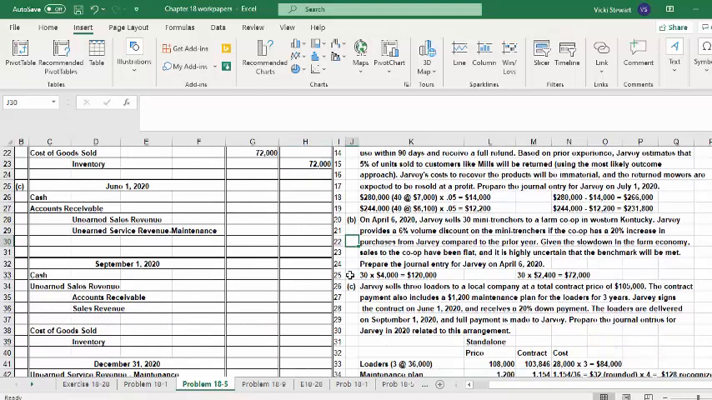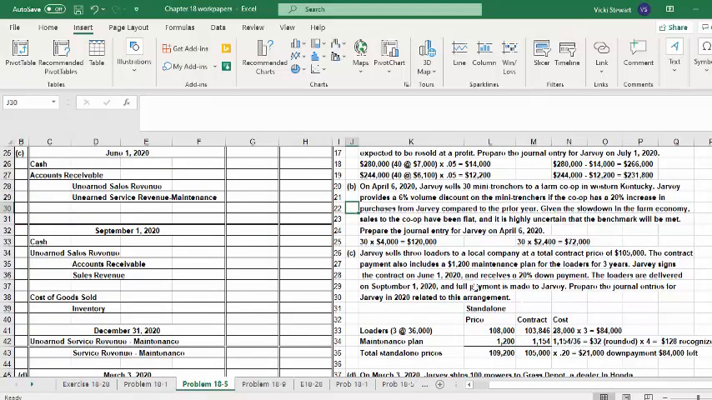In Part C, it states that Jarvie sells 3 loaders to a local company at a total contract price of $105,000. The contract payment also includes a $1,200 maintenance plan for the loaders for 3 years. Jarvie signs the contract on June 1st, 2020 and receives a 20% down payment. The loaders are delivered on September 1st, 2020 and full payment is made to Jarvie. And the problem states to prepare the journal entries for Jarvie in 2020 related to this arrangement.